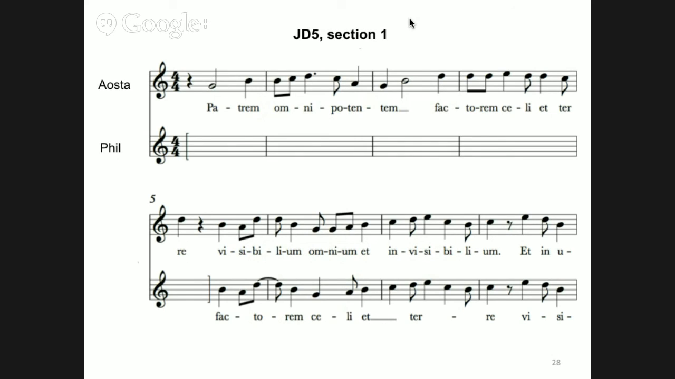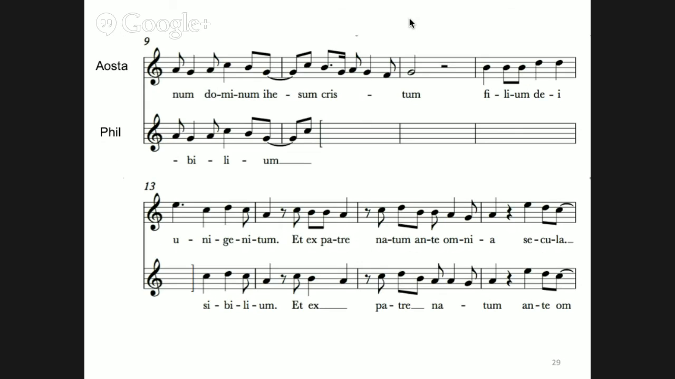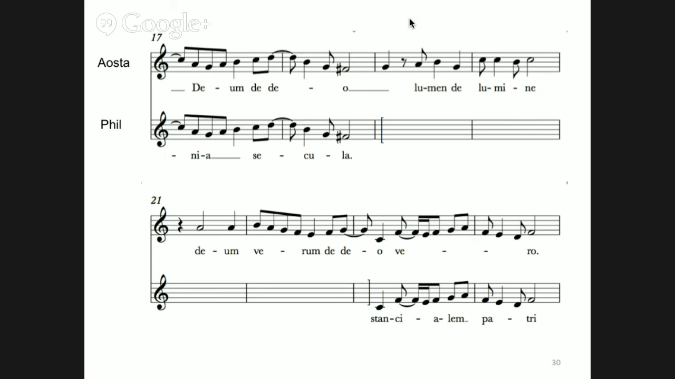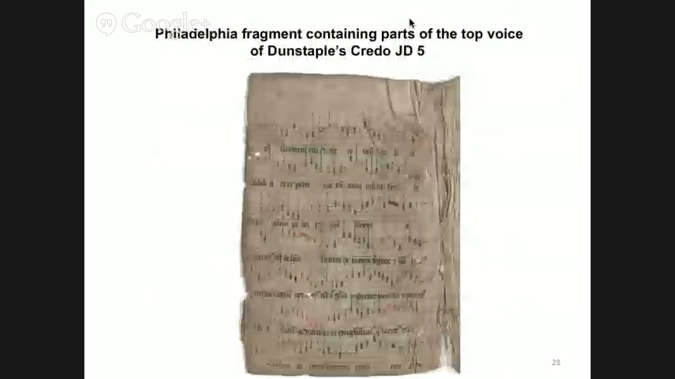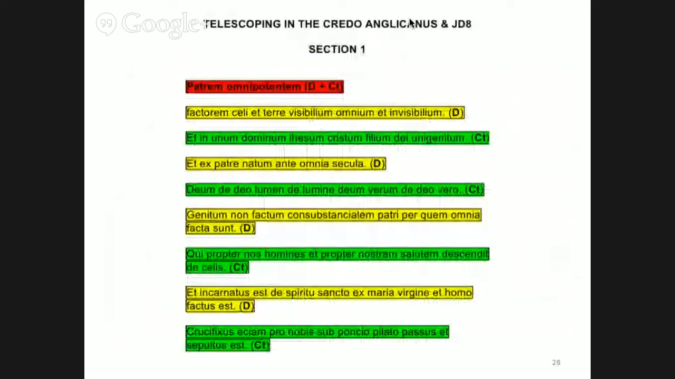So there you've got Aoster on the upper stave, Philadelphia, what survives of it, on the lower stave. So you can see where you've got Visibilium Omnium. In Aoster, you've got Factorum Caeli, and so on in Philadelphia. So we haven't time to dwell on this, but we can come back to it if we want to. So what you have in Philadelphia corresponds basically to the yellow bits.